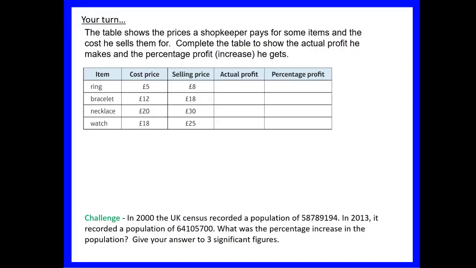Okay, so some for you to have a go at. So we've got a table of different values here. So the cost of items that a shopkeeper has and the price he's selling them for. You need to work out the profit that he's made and then the percentage profit. There's again a challenge at the bottom for those of you who feel like taking that on. Pause the video now, have a go at these questions.